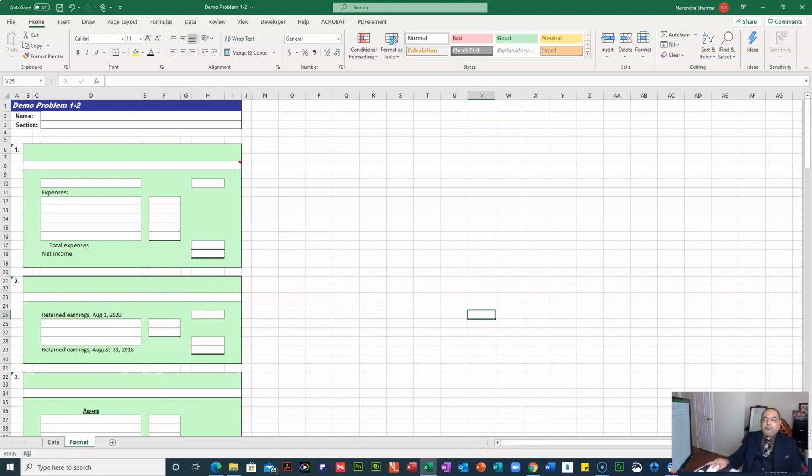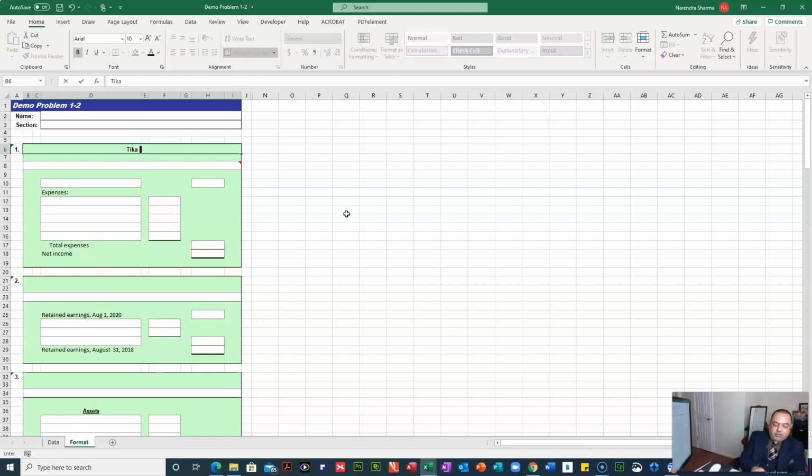As you can see in this one, I have developed a format. So it's demonstration problem 1, 2. The first is the income statement. Now usually what we do is we write the name of the company. In this case, it is Tika Wealth Management Services. Okay, and then I'm preparing an income statement.